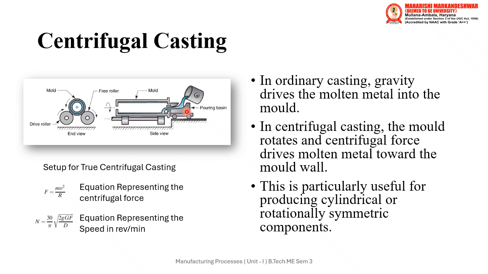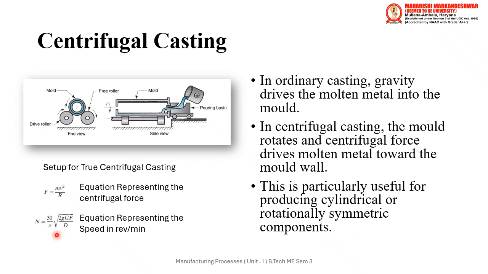So in the centrifugal casting, basically what we do is we use the centrifugal force. So the equation for the centrifugal force is mv square by r. So r is the internal radius, and v is the velocity of the flow, m is the mass. Now this is the equation that is representing the centrifugal force. Now this is particularly useful for producing the cylinders or rotational symmetry components.